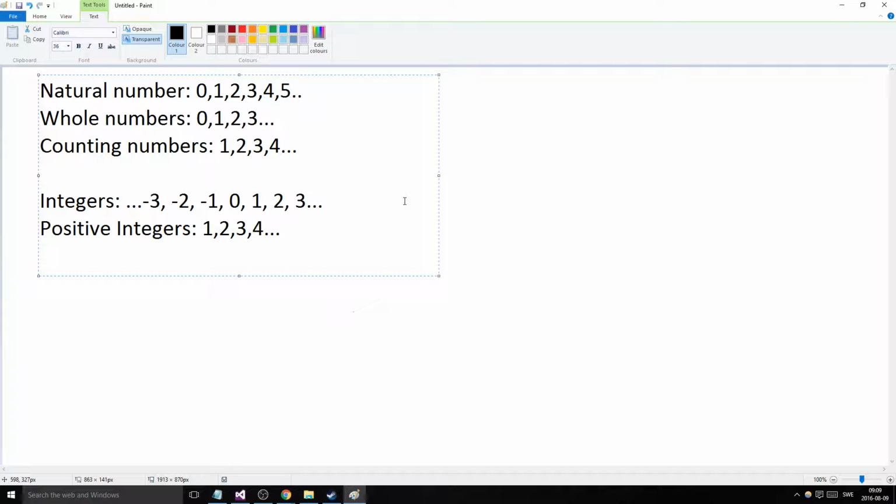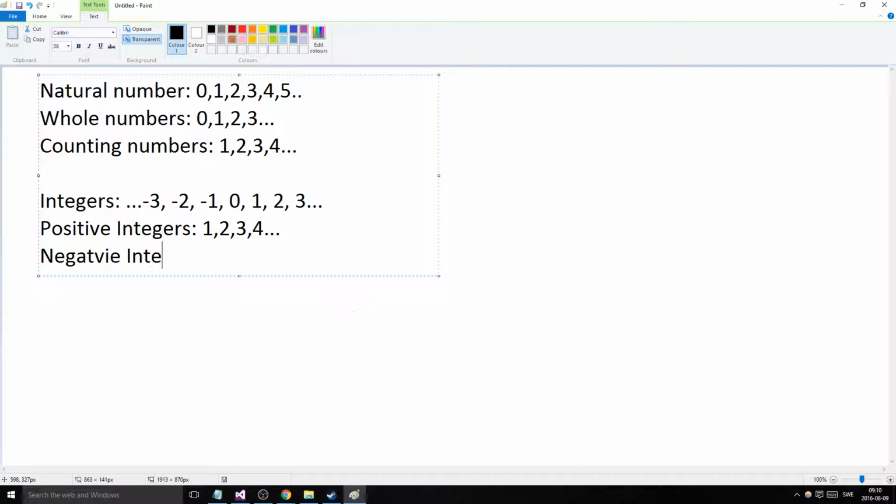And some of these things can depend on the teacher, so make sure you know your teacher well, what they think about the 0 and stuff like that. You know, it can depend sometimes between mathematicians. I'm not a mathematician. I don't really care. I just know the basic math, and I want to teach you the basic math.